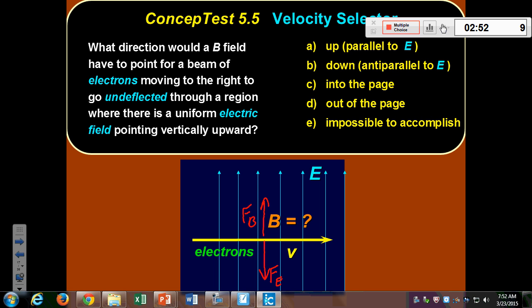Let me help you narrow down some answers. So here I know that my force is up. That's in the X, Y, or Z direction? It's in the Y direction, right? Our velocity is to the right, X, Y, or Z? X. So I know that I have the X-axis and the Y-axis.